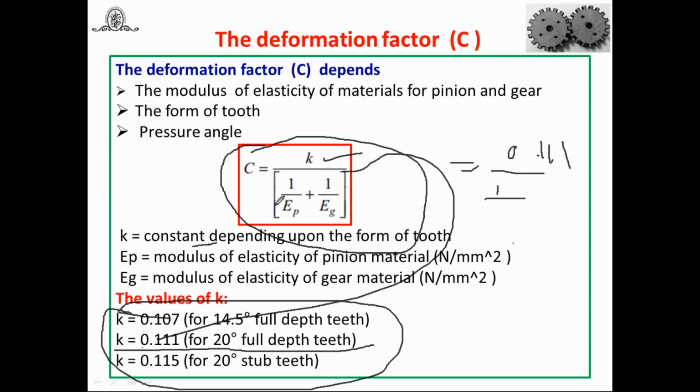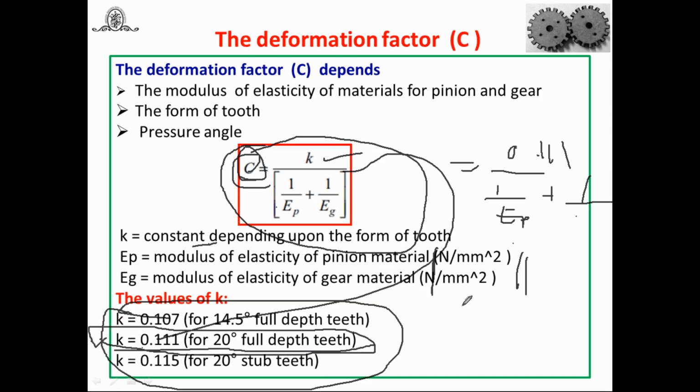EP means modulus of elasticity for pinion material, plus 1 upon EG means modulus of elasticity for gear material. You will get the C. But in this problem statement, the modulus of elasticity for this plain carbon steel 48 is not given. Even though gear and pinion are made of the same material, if you are solving this problem at home and designing a spur gear, you can take the value by referring to the chart and directly substitute, and you will get the C. And you can use this relation which is given here, values of K.